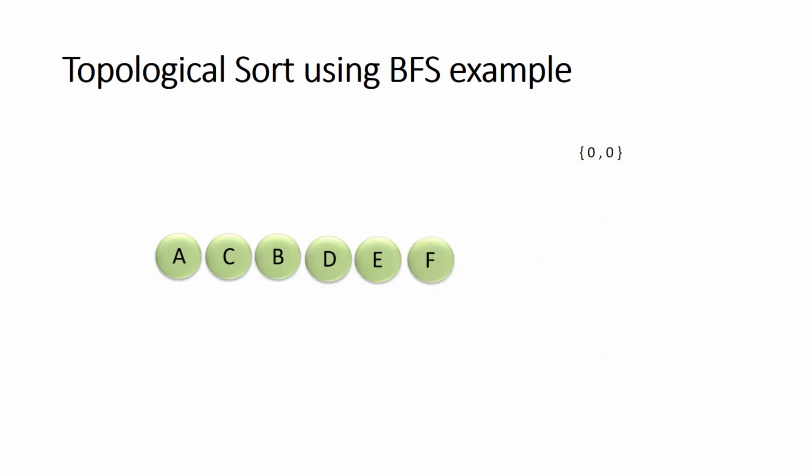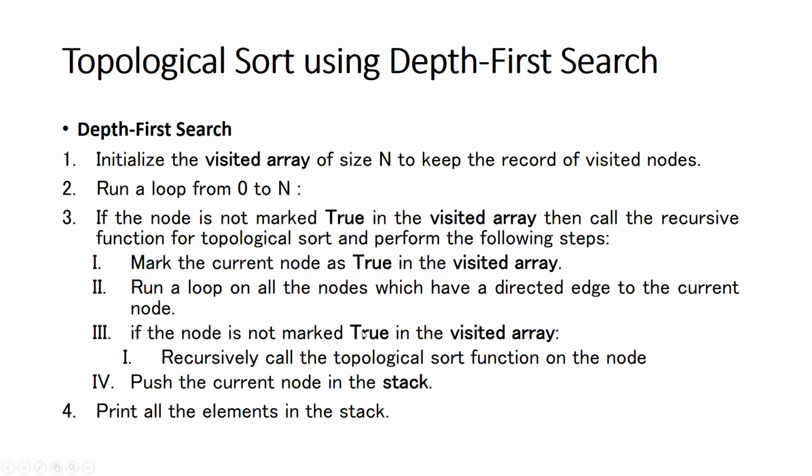Finally, this is how our topological sort list looks like. If we move to the second algorithm, depth first search, the depth first search works on the adjacency list and adjacent nodes as we explained earlier.